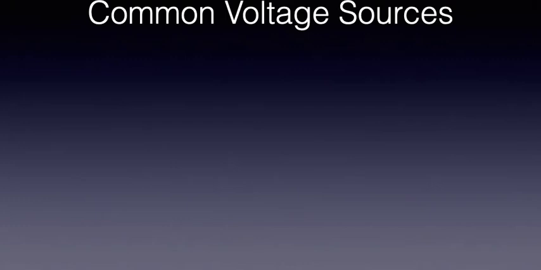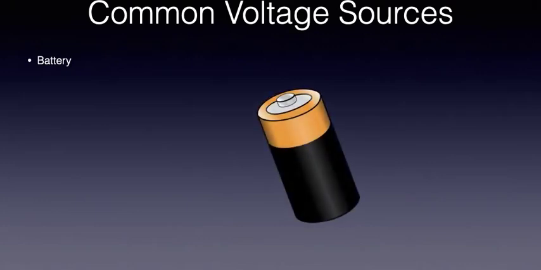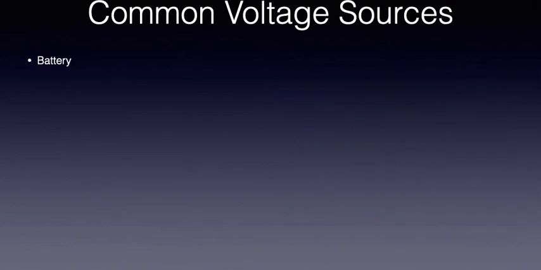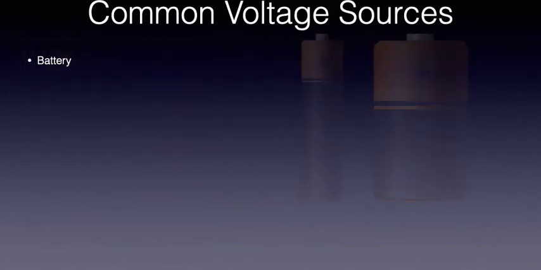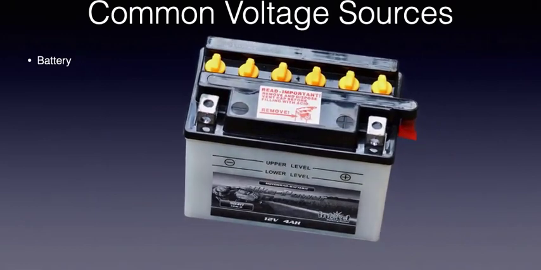Well, we already mentioned one of them. One of the most common ones is just a regular flashlight battery. A flashlight battery has a positive electrode on one end and a negative electrode on the other end, and it's a chemical reaction that separates the charge. Batteries come in many shapes and sizes, from flashlight batteries to automobile batteries to tiny watch batteries.